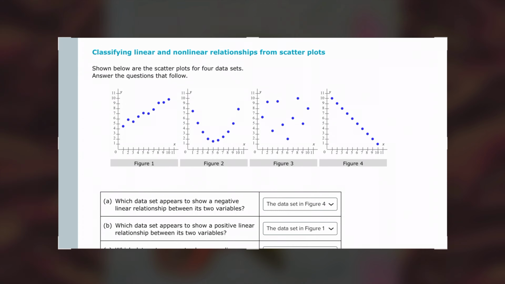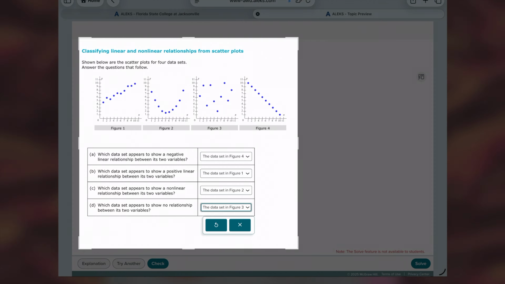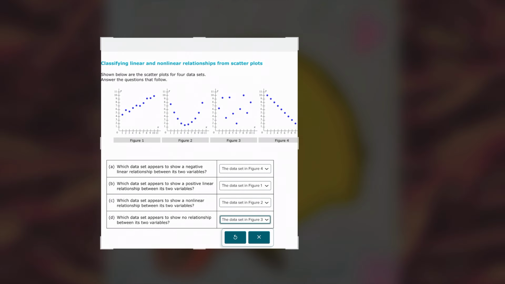Why did it zoom out like that? Or zoom in, I guess. I'm struggling today.